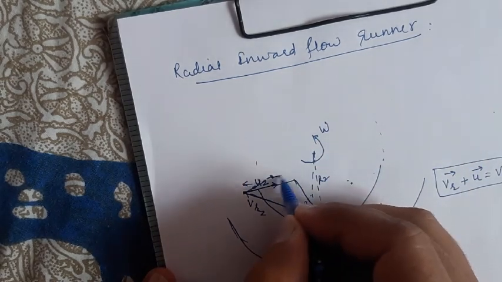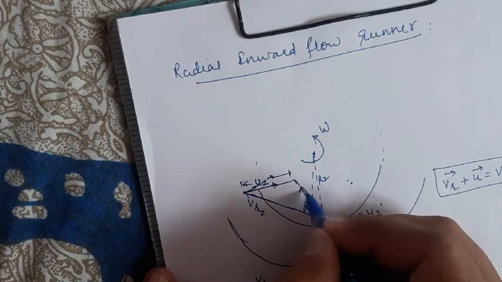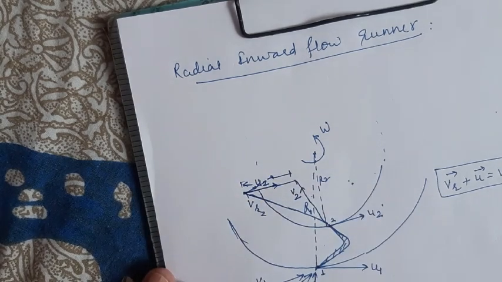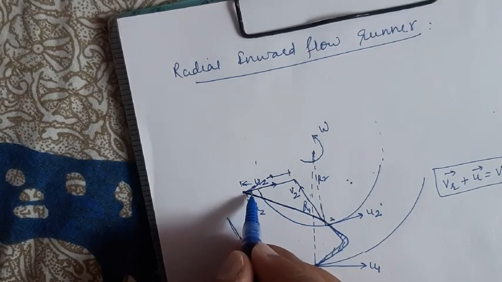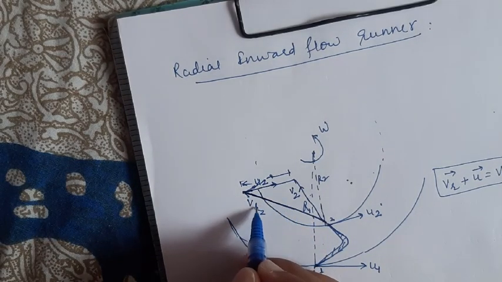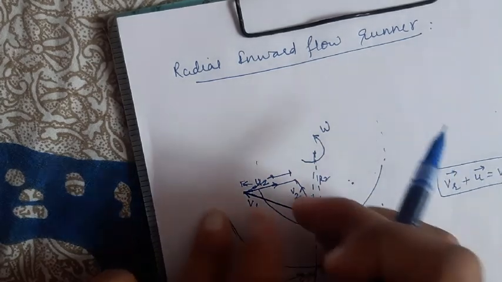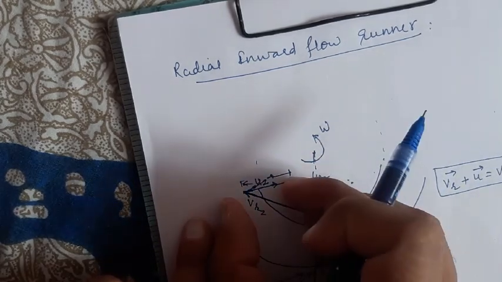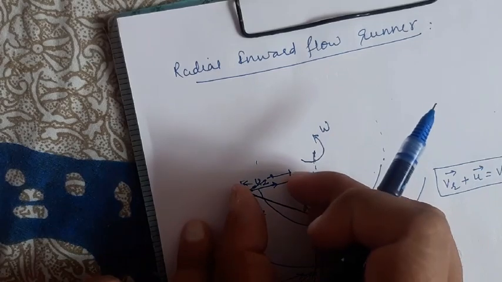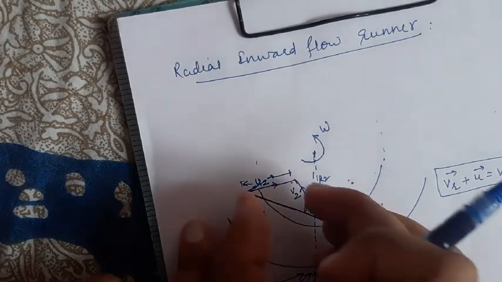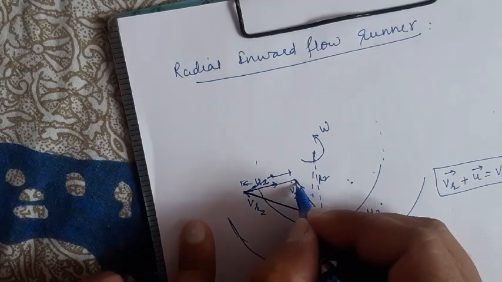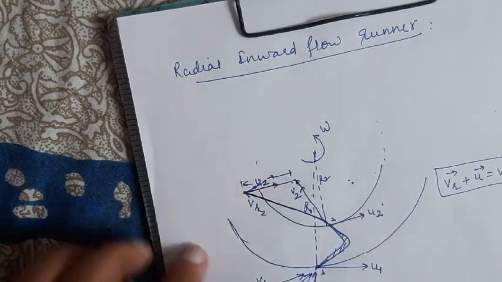This is u2 whole. Then this component would be v2. Observe here, the jet is leaving tangentially to the vane with relative velocity Vr2. To Vr2, I have added u2. This u2 has been added, I have put simply u2 from here to here. Then this will represent the absolute velocity of water.